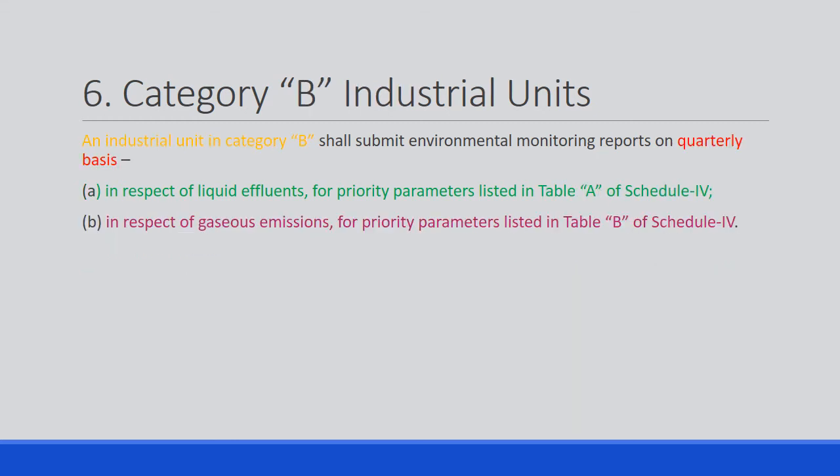Rule 6, Category B Industrial Units. An industrial unit in Category B shall submit environmental monitoring reports on quarterly basis of priority parameters for liquid effluent given in Table A, Schedule 4, while an industrial unit in Category B shall submit environmental monitoring reports on quarterly basis for gaseous emissions in Table B, Schedule 4.